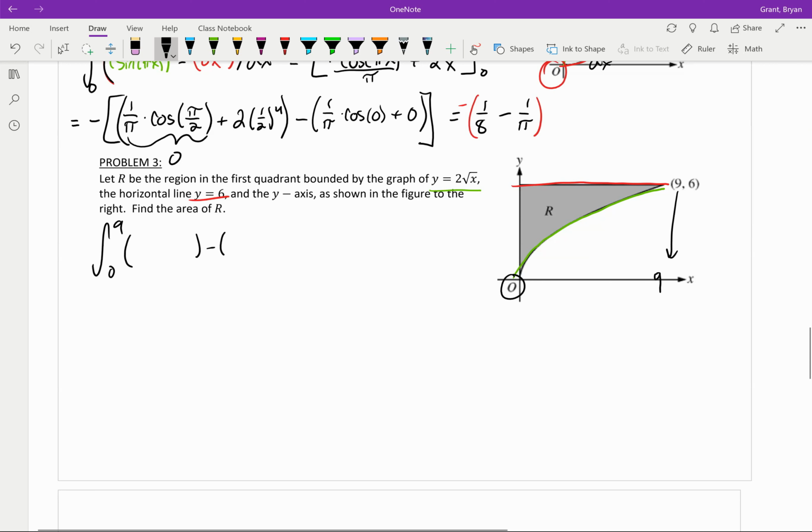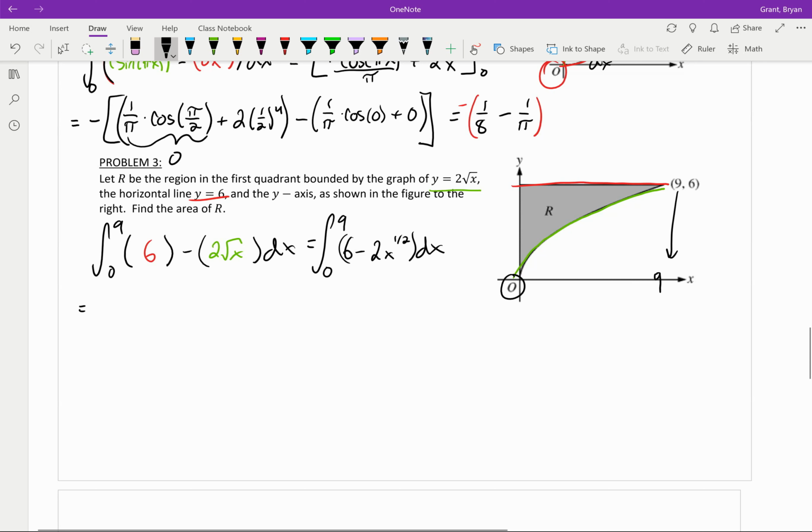Okay, top minus bottom. Probably need less space there. Top minus bottom, nothing too bad. So top function 6, bottom function is 2 square roots of x. Everything's in terms of x, dx. Those rectangles this way have a width of x, or dx. And let's do our antiderivative stuff. Maybe it'll help you to look at it like this. 0 to 9, 6 minus 2x to the 1/2.